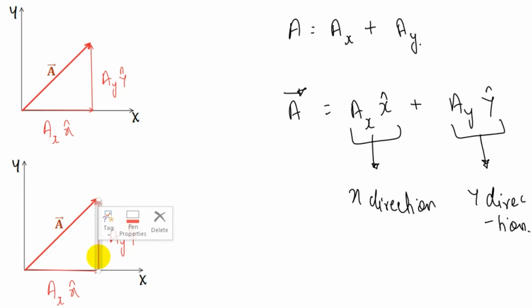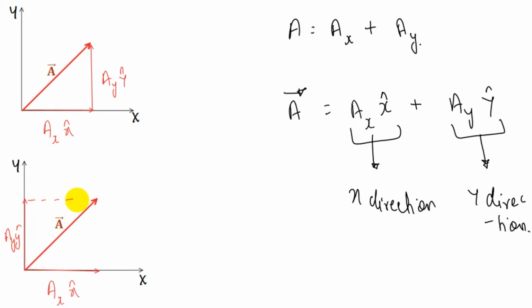Now I can take this vector from this position to this position. I'm not changing its direction, and I've not changed its magnitude. I've just placed it from one position to another position. And this we can write here. This is AY, Y cap.